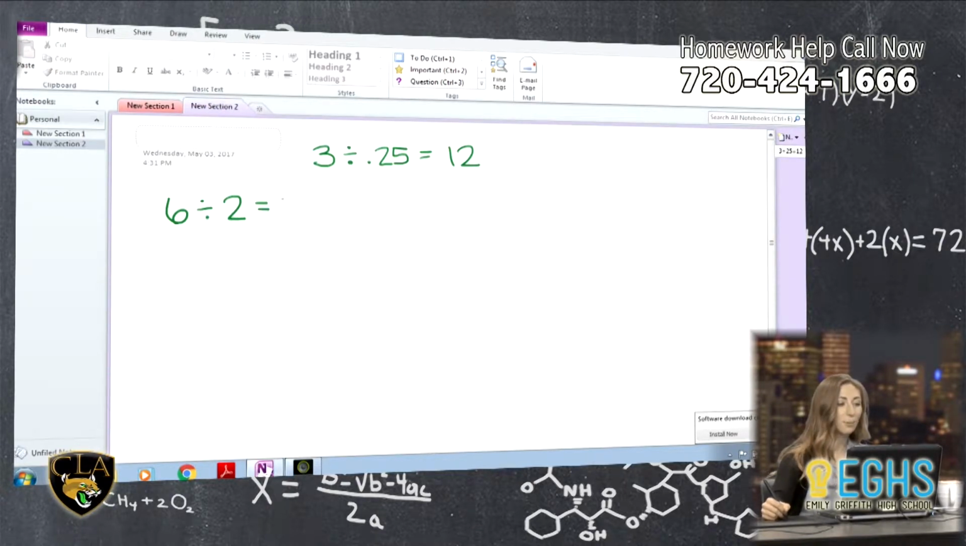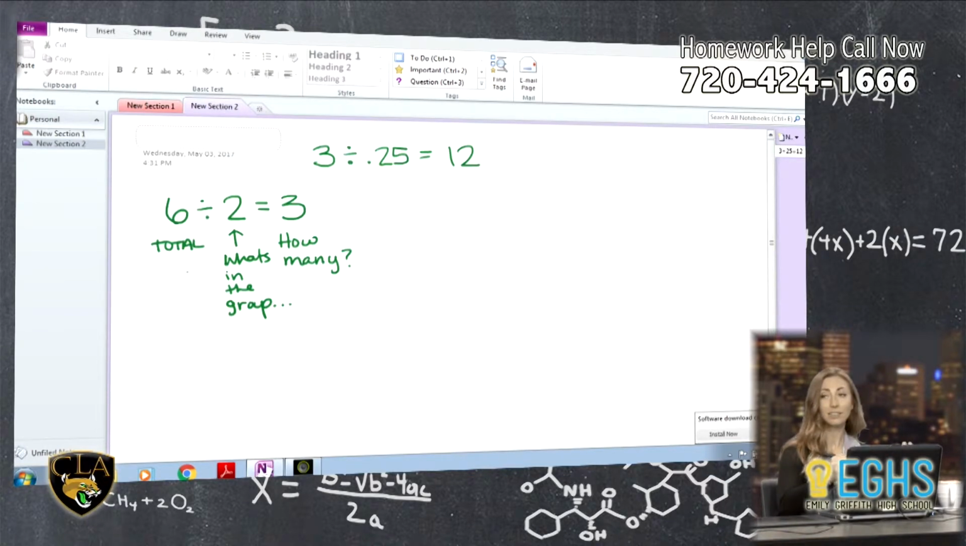When we do 6 divided by 2, we get 3. And what we're doing when we do division is we are putting things into groups. We're basically asking, whenever we're dividing, how many groups of 2, so 2 is what's in the group, can we make of 6? So this is the total. So how many 2's are there in 6?